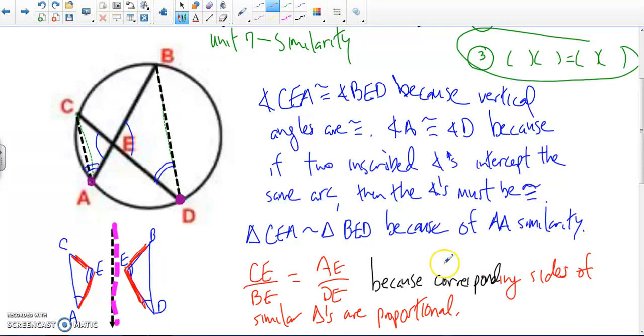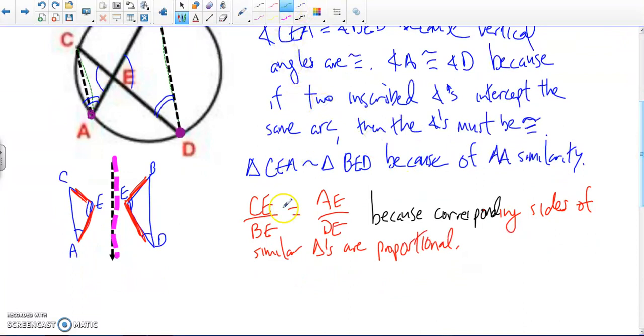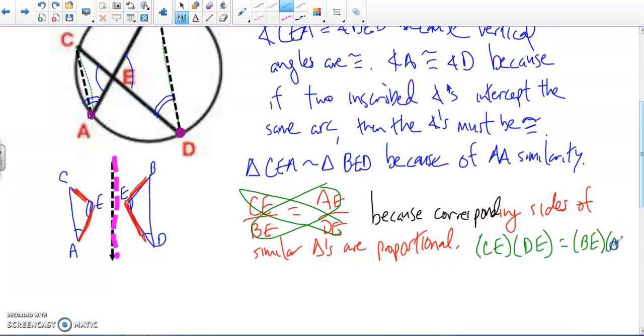All right, so we found that the triangles were similar. We then were able to line up their corresponding sides. And now we can do that cross product rule. We can multiply those two together. So now the last thing, and this is where our rule comes from, I can say that CE times DE equals BE times AE because of the cross product rule.